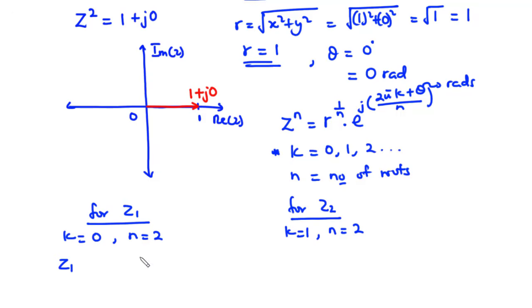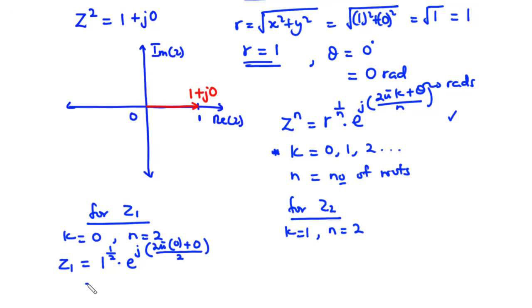So for z1, still using this equation, z1 is equal to r exponent 1 over n. Now in this case, we have r to be 1. 1 exponent 1 over n, which is 2, times e exponent j into bracket 2 pi times k. We have k to be 0 plus theta in radians. Now in radians, we had the angle to be 0. So plus 0 all divided by n, which is 2.